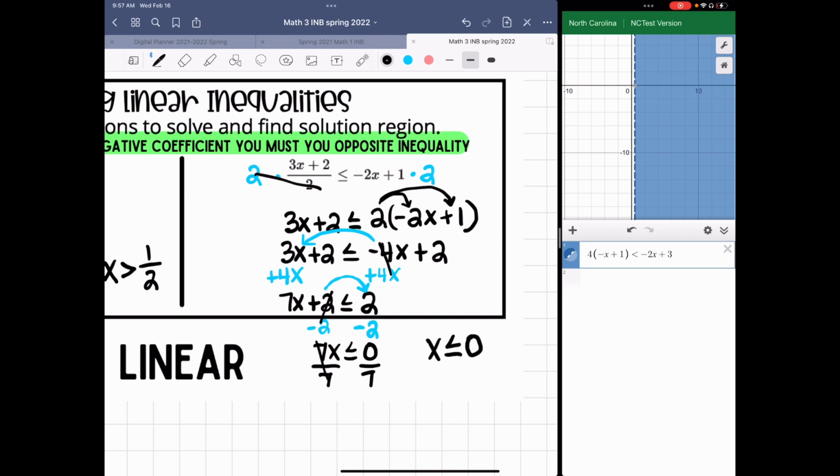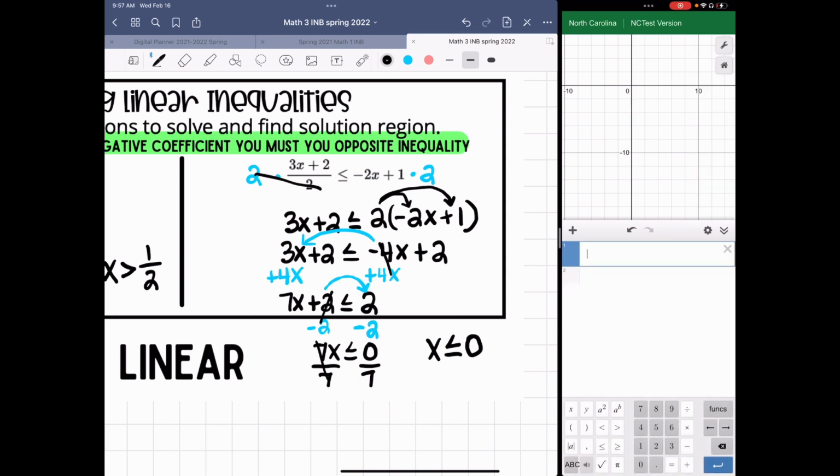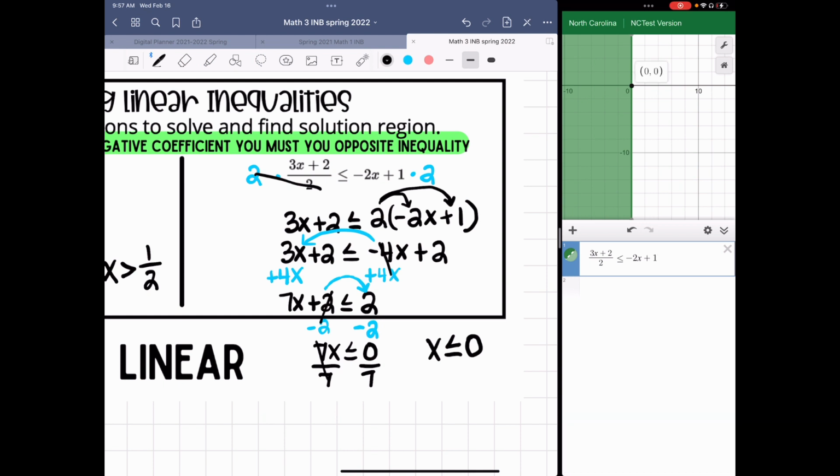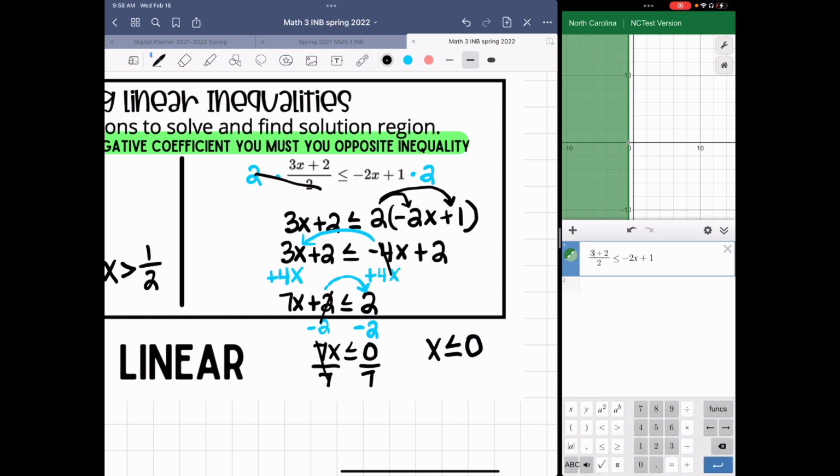So anything that is less than or equal to 0 will make a true statement. If I type that into Desmos, just to look at what I've got here, I have 3x plus 2 over 2 is less than or equal to negative 2x plus 1. And I can see that there is a solid line there, which means it's equal to. I'm at 0, and everything is less than. So I'm going to pick a number that's less than 0. I'm going to say negative 5. And right here, I'm going to plug in negative 5 where the x is, for every x that I see.